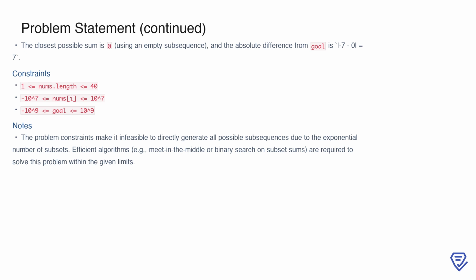The constraints remind us that while generating all possible subsequences is computationally expensive due to the exponential growth of subsets, the problem can be solved efficiently using techniques like the meet-in-the-middle approach or binary search on subset sums. These methods allow us to handle the large range of values and constraints effectively.